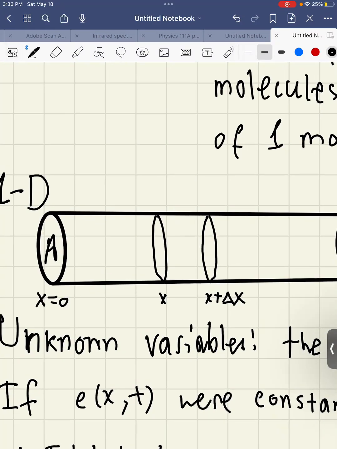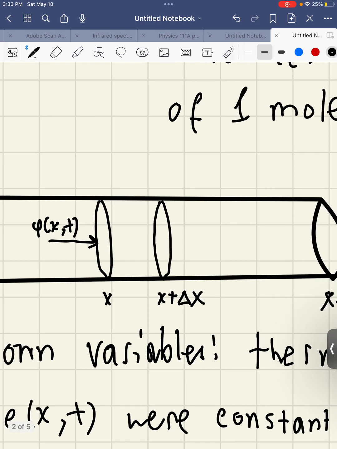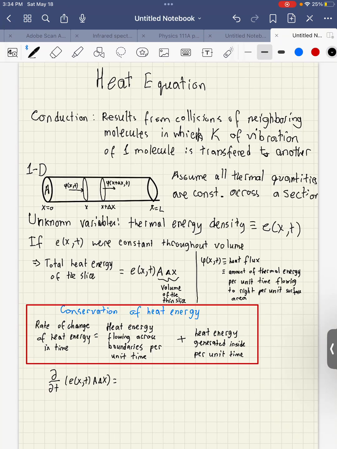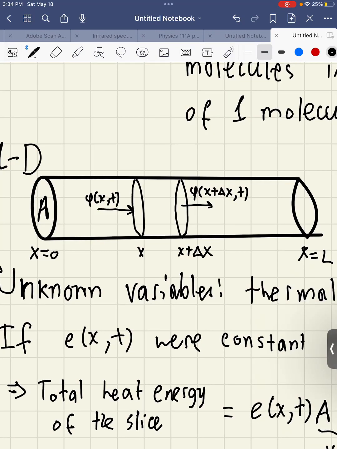Similarly, for the heat flux, suppose our heat flux at x is phi of x, t. We are looking at a certain time t, and the flux flowing across this other boundary is going to be phi of x plus delta x, t. Now, if our heat flux is negative, it means that our heat energy is flowing to the left. Simply, we choose our positive direction to be to the right.